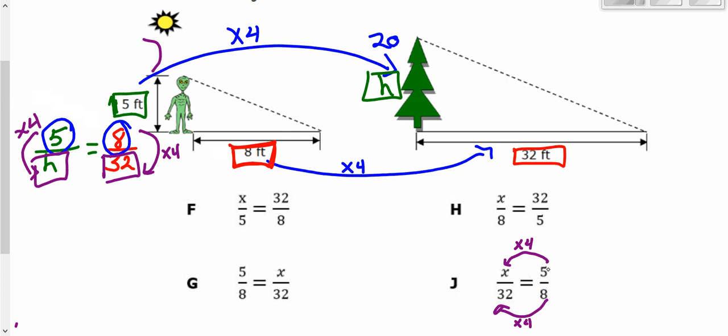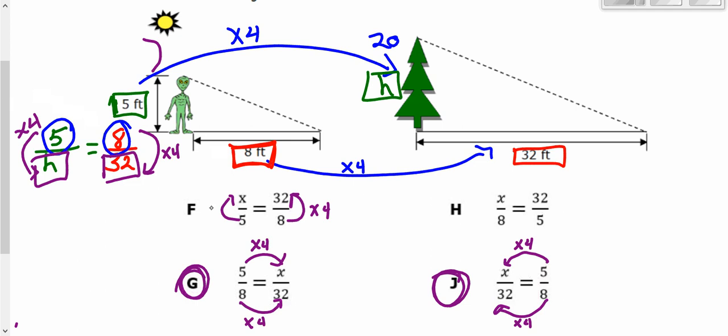My 5 and 8 are together. My X and 32. So J. But also 8 times 4 and 5 times 4. Well, that one can also be used. So my 5 and my 8 are together. They're corresponding, or they're on the same shape. And my X and 32 are together. So that one works. And my 8 times 4 on F and my 5 times 4 would give me my 20 that I want. So F also works. But take a look at H.